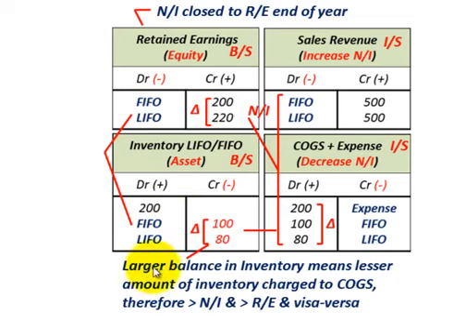So what we're looking at here is if we have a larger balance in our inventory account, say the $120,000 for LIFO, that means you're going to have a lesser amount of inventory charged to cost of goods sold. Therefore, you're going to have greater net income and also greater retained earnings, and vice versa would be true. So let's follow through our numbers here and see how our inventory affects our retained earnings.